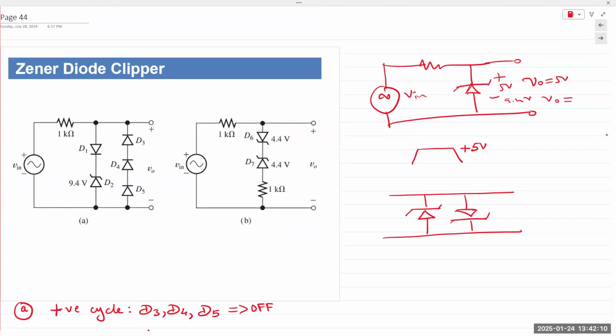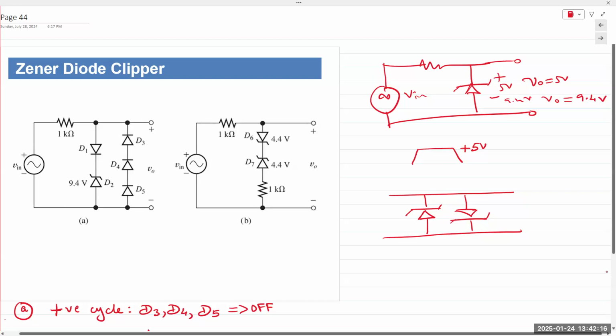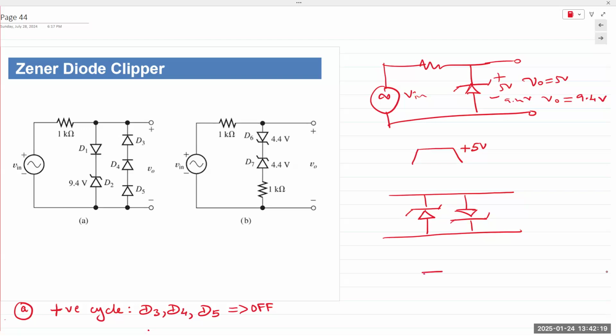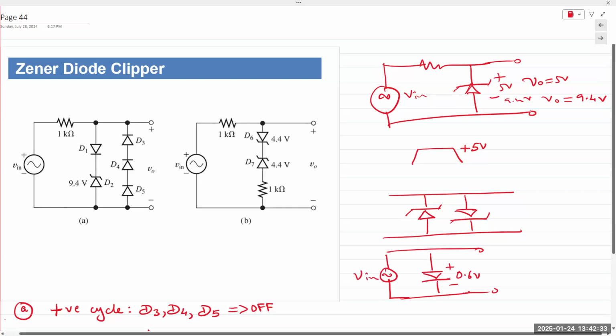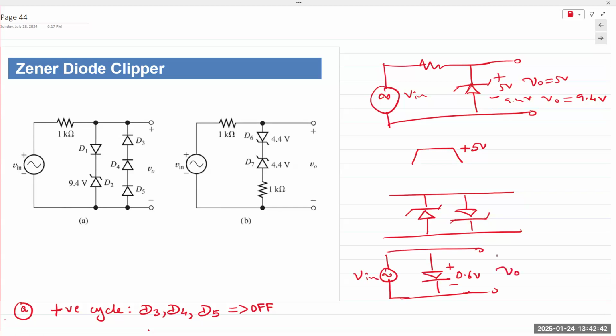V out is equal to 9.4. And if it's just a single silicon diode in this direction, which requires 0.6 volts to turn on, if V in is greater than 0.6 volts, the diode turns on, drops 0.6 volts across it, and your V out is what? 0.6, remains 0.6 volts. So you have a Zener diode in reverse bias, 9.4 volts, requires 9.4.